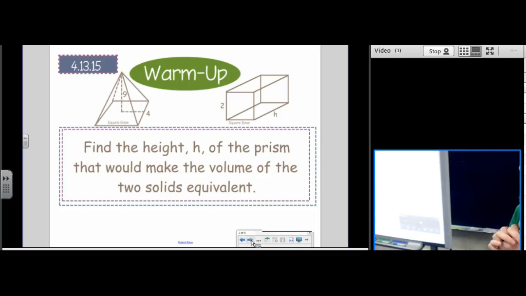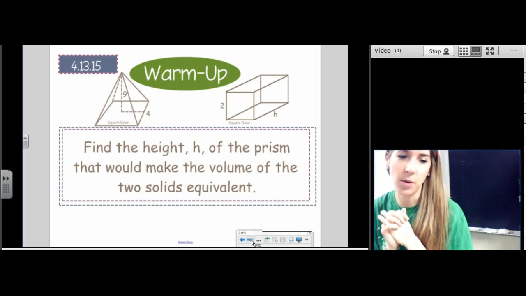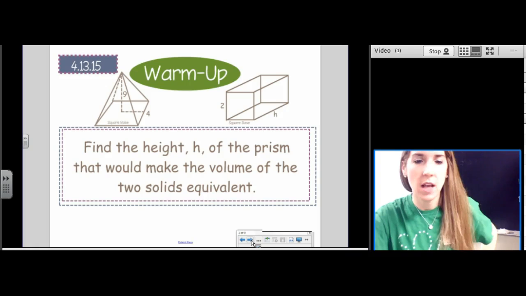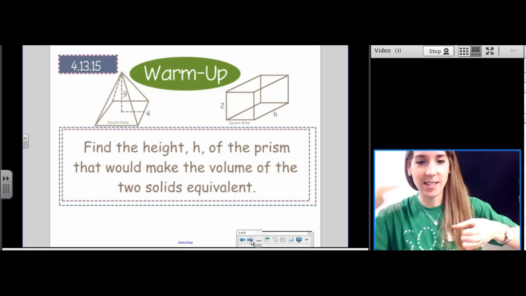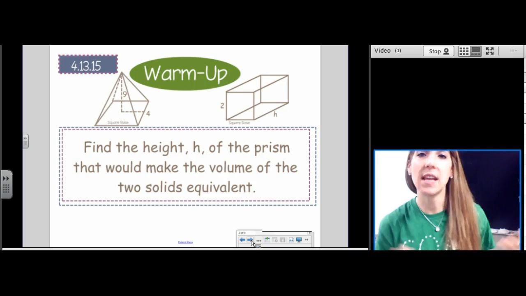Okay, so in our warm-up here, we want to force the volumes to equal. That's what equivalent is. We want to force them to equal. And on Friday, we learned about pyramids, and we learned with the water that it takes 3 pyramids to fill a prism when they have the same base and the same height.